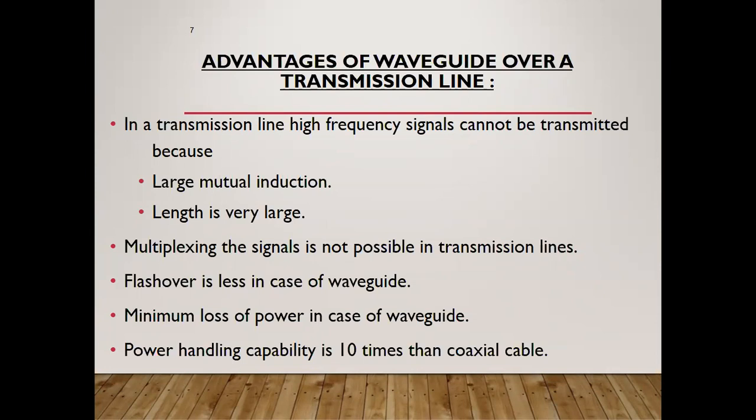So the thing mentioned here is that in the transmission line, high frequency signals cannot be transmitted. What I said in the previous slide, extremely high frequency ranges are preferred in the waveguide. Similarly, in the transmission line, high frequency signals cannot be transmitted because of many reasons. A few are listed here. Which are the reasons by which we can't transmit high range frequency signals? Just because of the large mutual inductance.